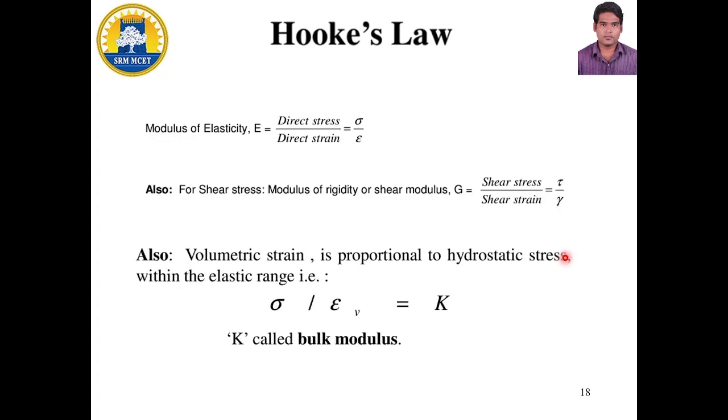Therefore, based on these, we can derive some expressions. The modulus of elasticity, that is the Young's modulus, E, is the ratio of direct stress to direct strain. For shear stress, there is also a different modulus, called the modulus of rigidity. That is expressed by the term G, and its relation is shear stress by shear strain. Similarly, for volumetric strain, wherein the strain we obtain is throughout the volume of the body, that is proportional to the hydrostatic stress within the elastic range. That modulus is termed the bulk modulus.